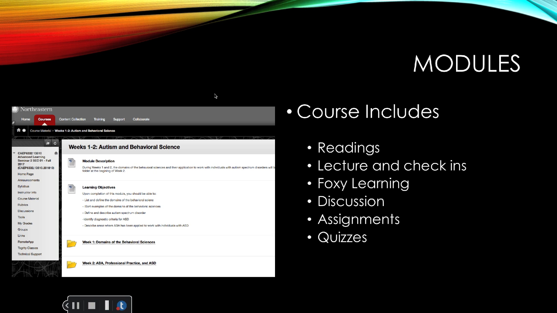For instance, I would really hope that everybody is used to reading at this point in the program. Readings won't be any different. However, lectures are going to be a little different this semester. We're going to use the Foxy Learning tutorials for 2 of our modules. And there are going to be a couple different options for discussion this semester, and the assignments and quizzes are probably what you're used to.